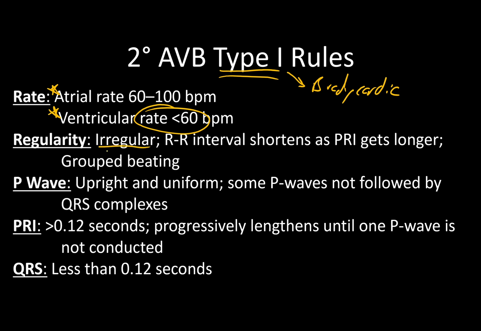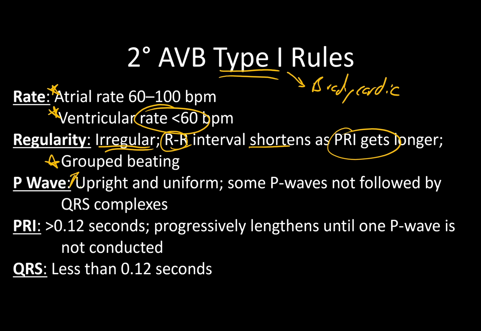This is definitely going to be irregular for sure. I didn't touch on it with the previous slide, but I'll mention it here. The R to R interval does get shorter as the PRI gets longer, and there's a pattern that comes out of it, which is where I get the grouped beating mentioned there. But the idea is that the PRI gets longer, so the P wave is closer to the R wave, and that winds up kind of tripping things up a little bit. We'll look at some examples, and hopefully it'll make more sense when you actually see it in action.